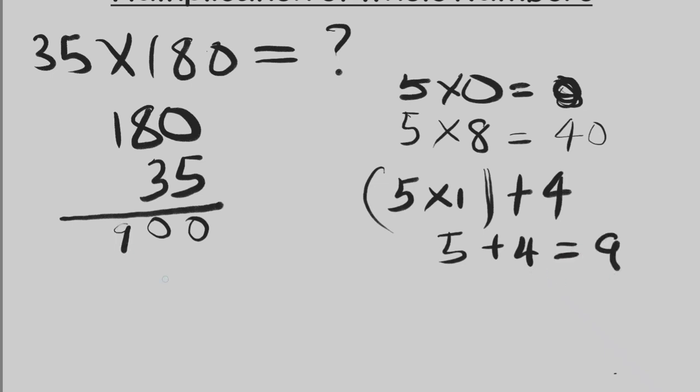Okay. So the next one we're going to do now is 3. We've just finished the 5. Now we're going to do the 3. We're going to do the same thing. Start from this spot right here and go this way. So we're going to do 3 times 0.